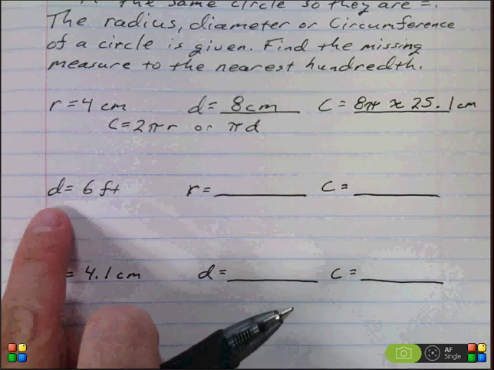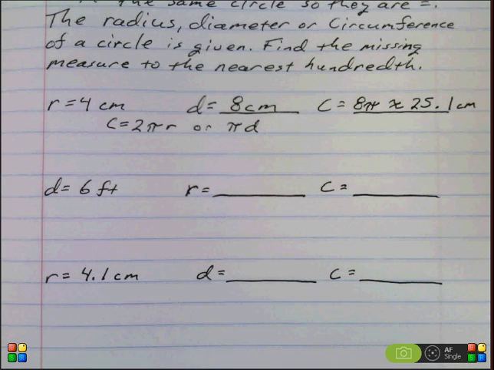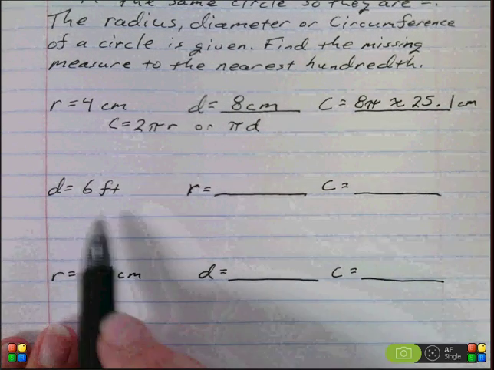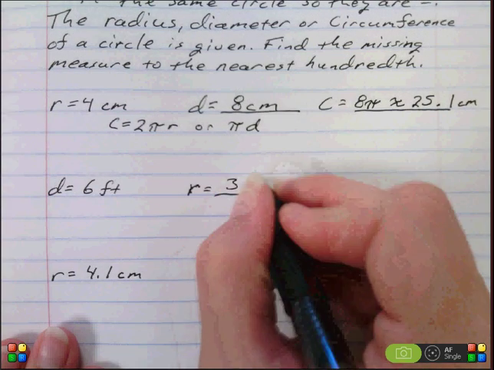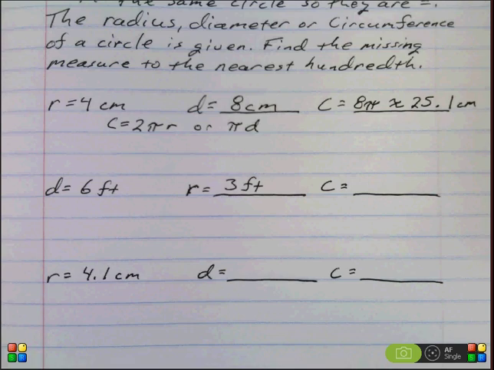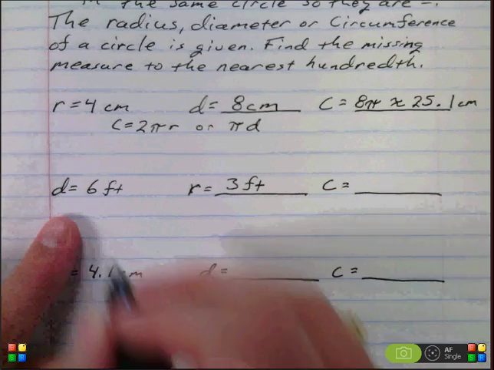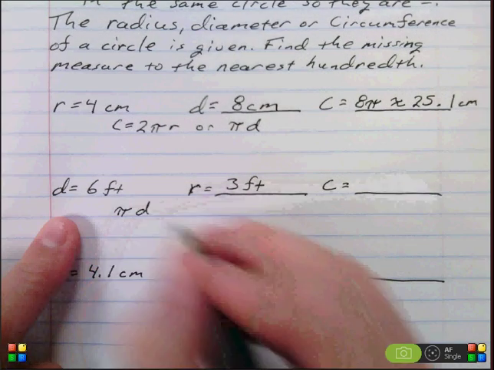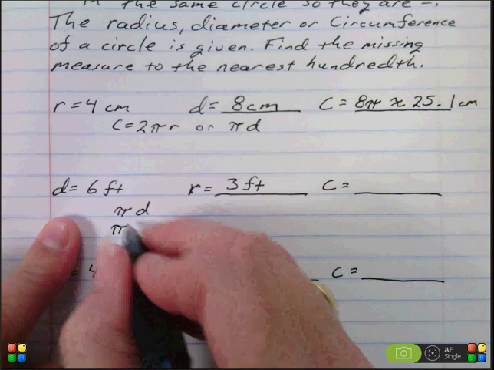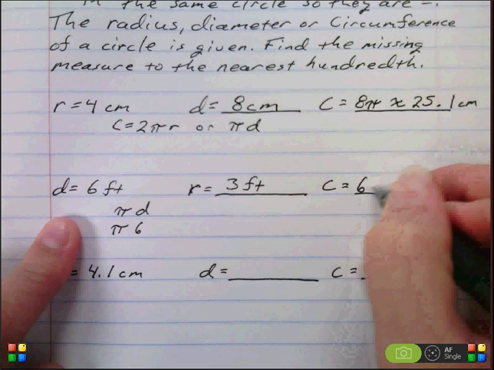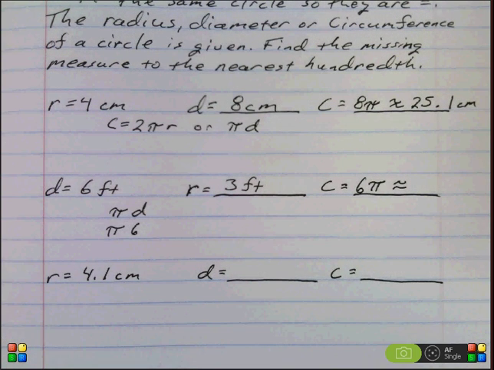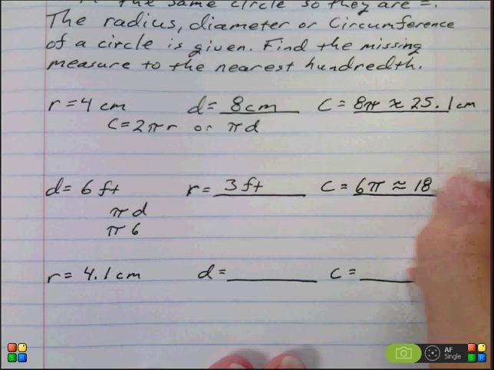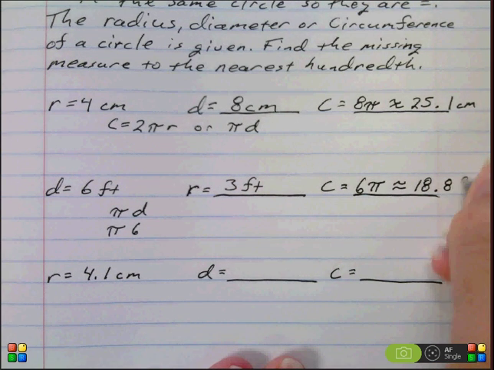Next, we have a diameter of 6, so my radius is going to be half of the diameter, which is 3 feet. Then for circumference, again, I'm going to use pi times diameter, so pi times 6, we have 6 pi, which is approximately, if we plug it into our calculator again, 18.8 feet.